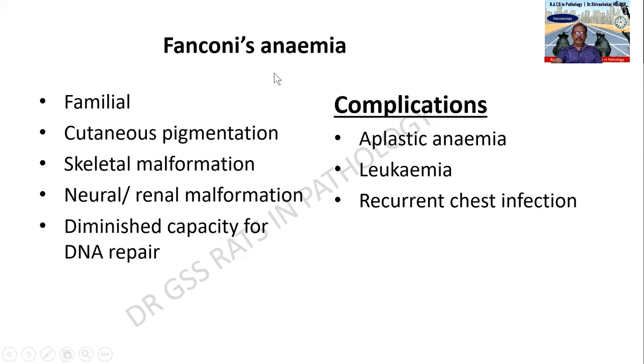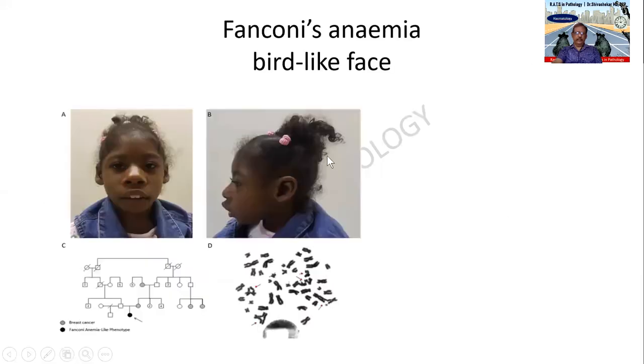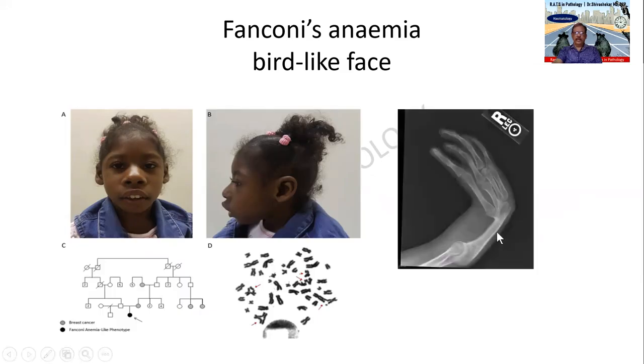Because of Fanconi's anemia, the patient can go in for aplastic anemia, leukemia, and recurrent chest infection. Anemia because there is no hemoglobin. Leukemia is a wrong signal to the stem cell, and recurrent infection because of suppression of leukopoiesis. So the patient can be seen, the face is almost like a bird. It is a basic chromosomal disorder. Bird-like face is seen in a case of Fanconi's anemia, and there can be obvious skeletal defect. Here, in the forearm, there is a single bone instead of a double bone.